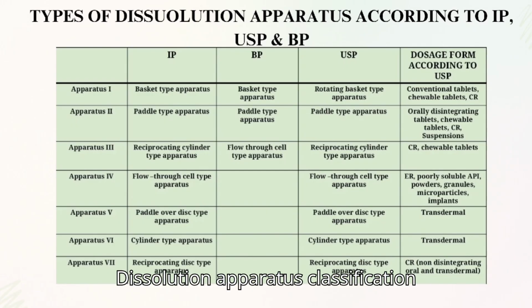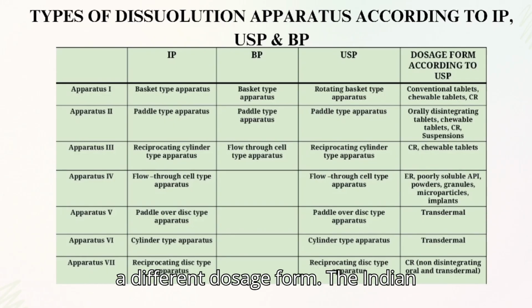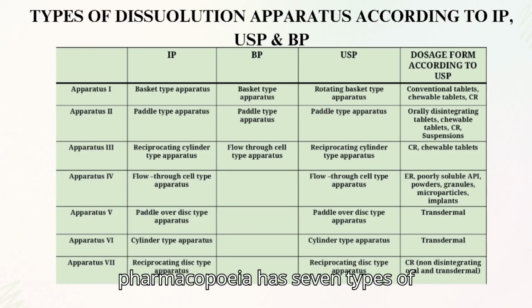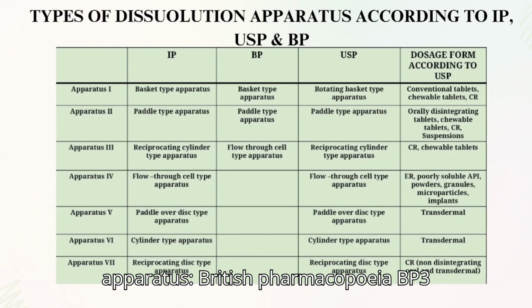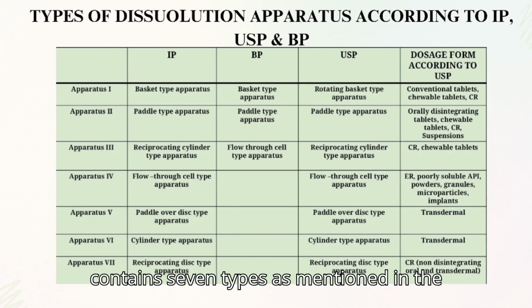Dissolution apparatus classification varies according to different pharmacopoeial standards, each suiting a different dosage form. The Indian Pharmacopoeia (IP) has 7 types of apparatus, the British Pharmacopoeia (BP) 3 types, and the US Pharmacopoeia (USP) contains 7 types, as mentioned in the table.